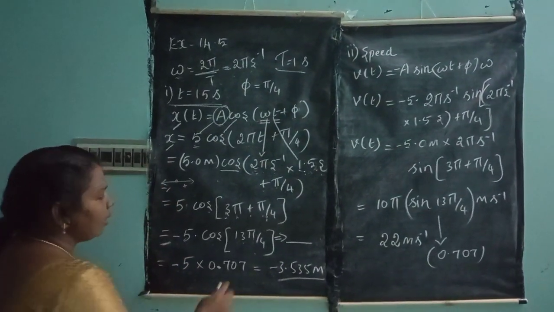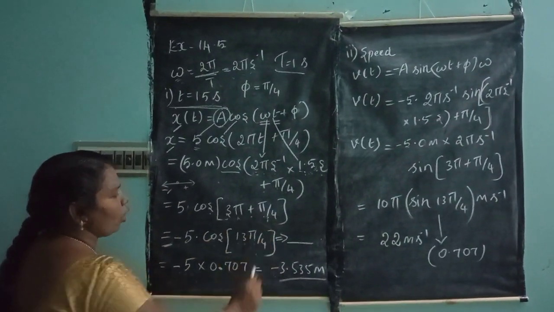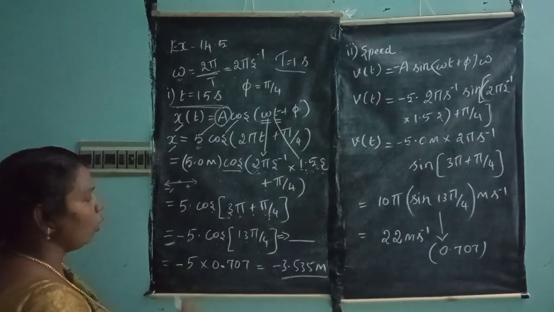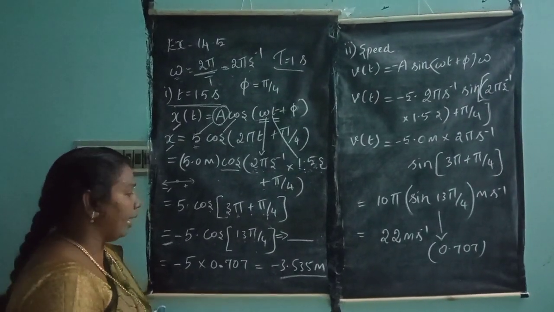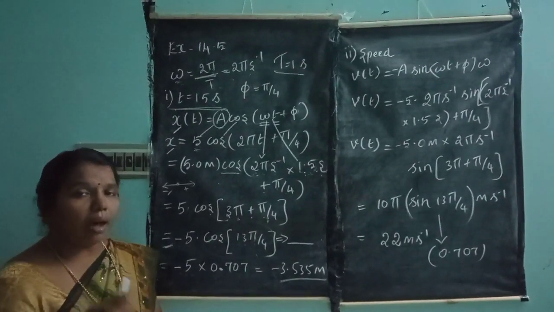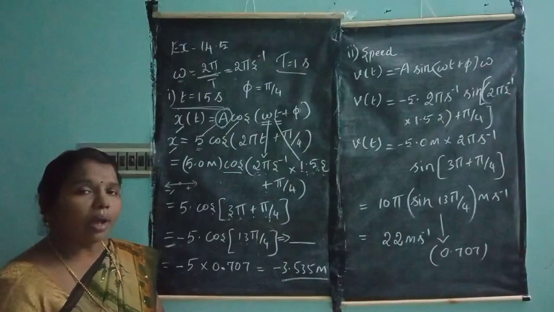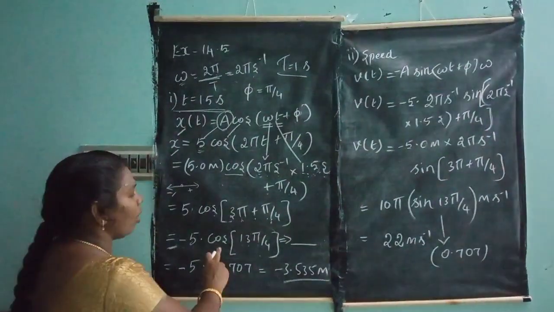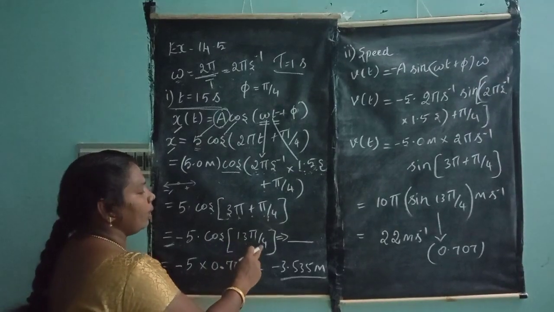Did you get it, ma'am? This is the only one term you didn't know how to calculate. I will tell you later. Take your log book or your book and find out the trigonometric functions of 13 pi divided by 4.